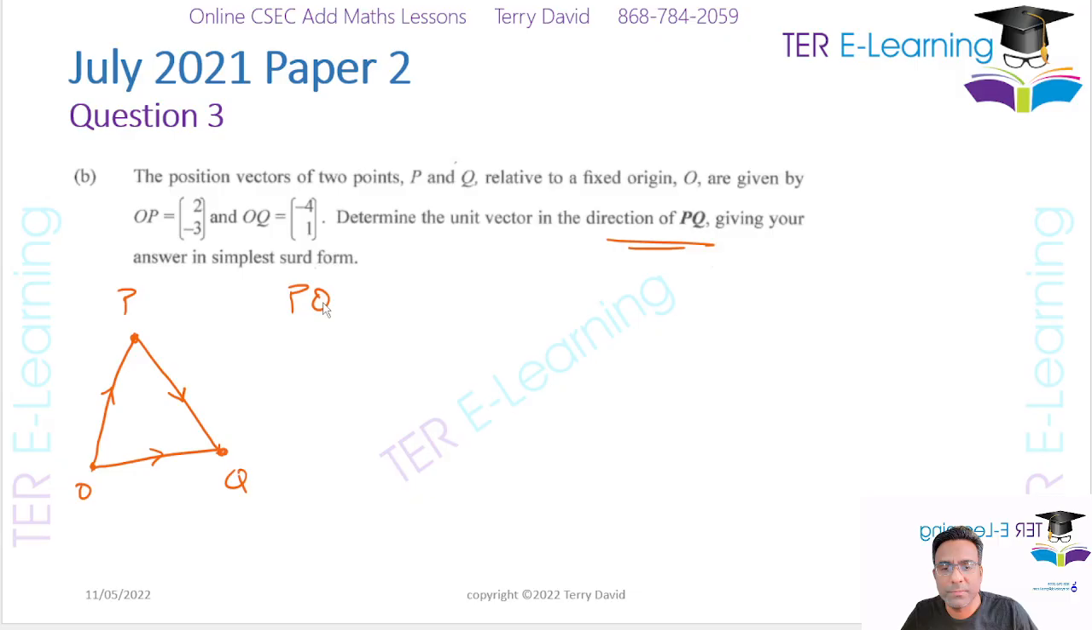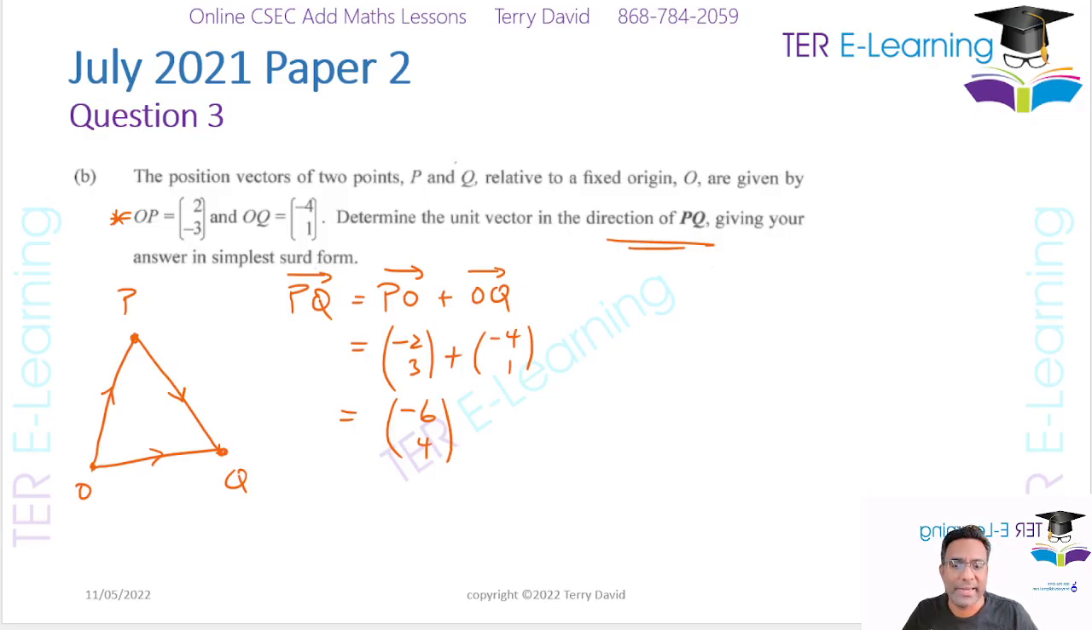So PQ is actually equal to PO plus OQ. So the vector PO, you're going in the opposite direction to this vector here. So therefore it's going to be (minus 2, 3), plus OQ, which is (minus 4, 1). So minus 2 minus 4 is going to give me minus 6, and 3 and 1 is going to give me 4. So this here is (minus 6, 4). So that's my vector PQ.